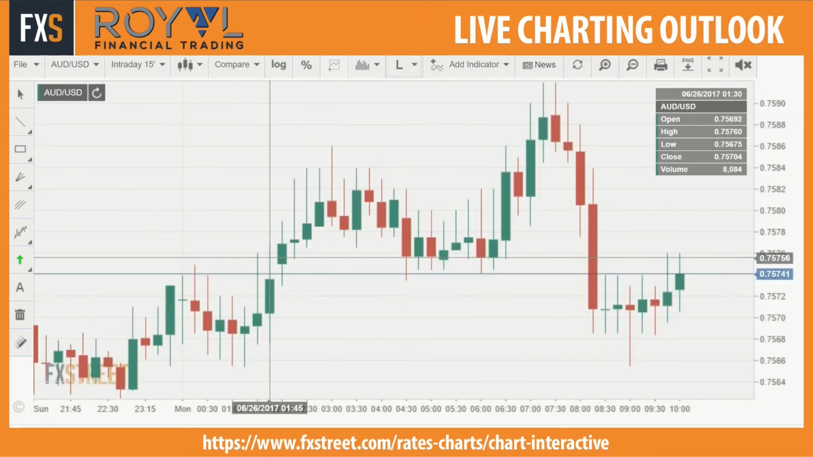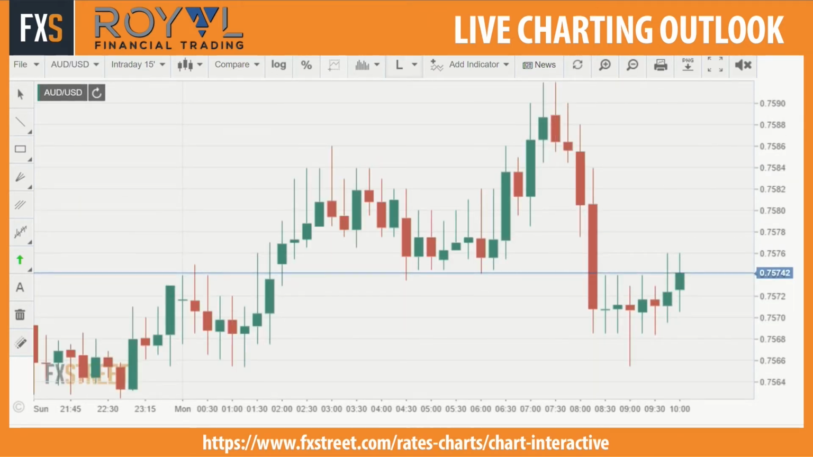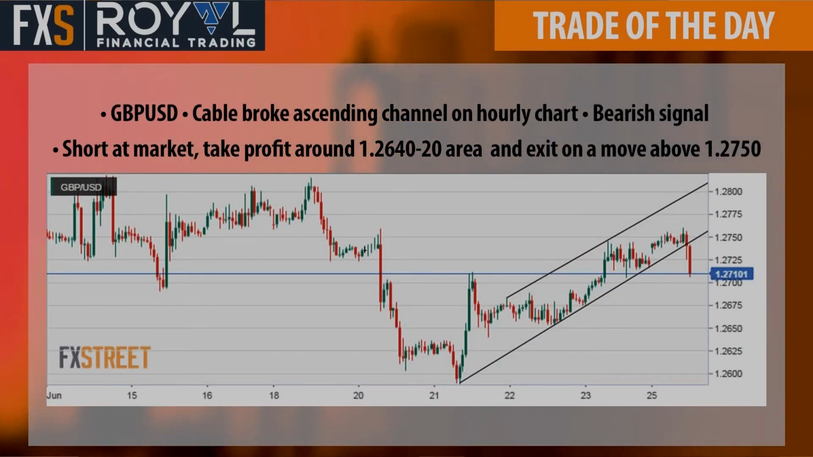Given there's been a bit of movement in gold and silver this morning, we've seen the Aussie dollar dip along with that, but there seems to be a bit of a revival from the 75.65 area. Moving along to the trade of the day, which focuses, as promised, on cable.